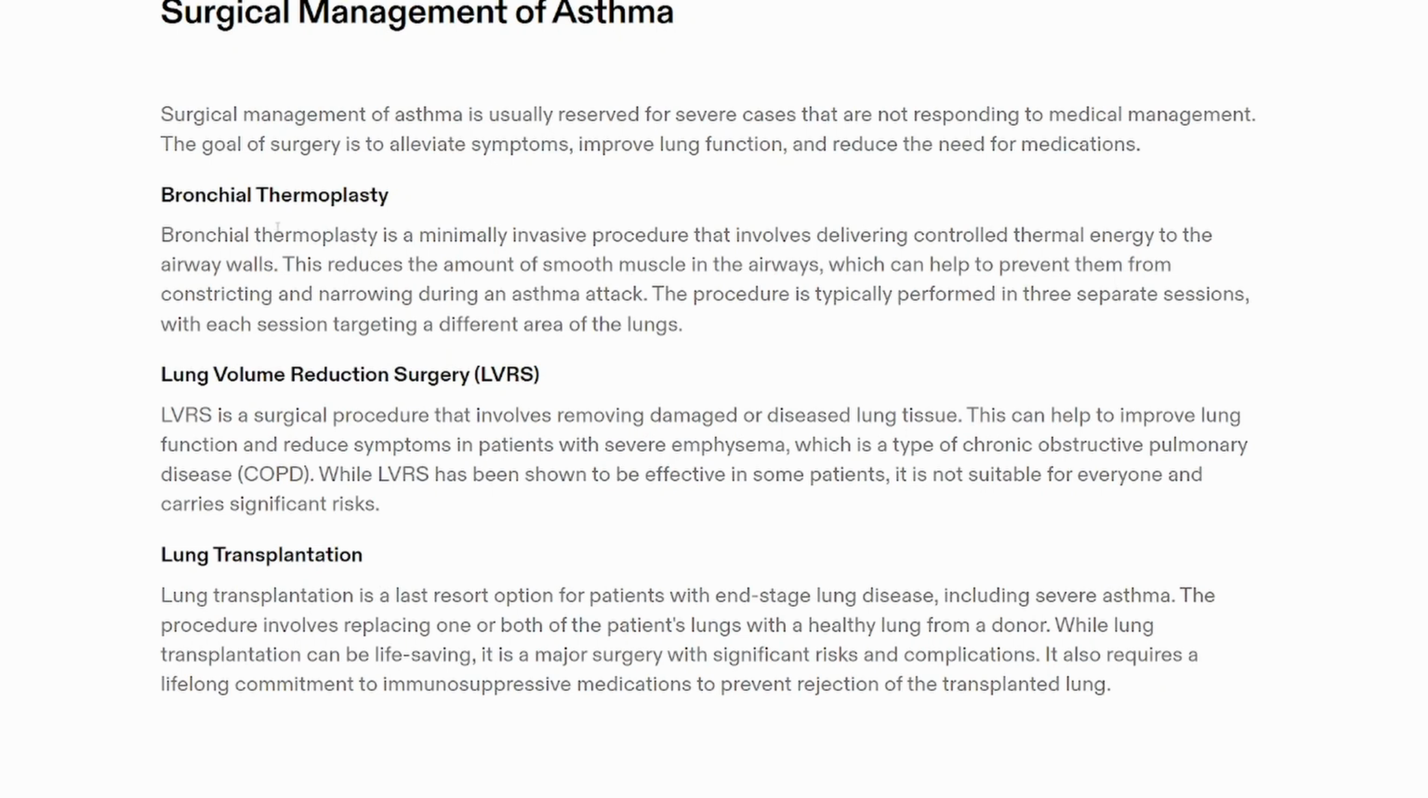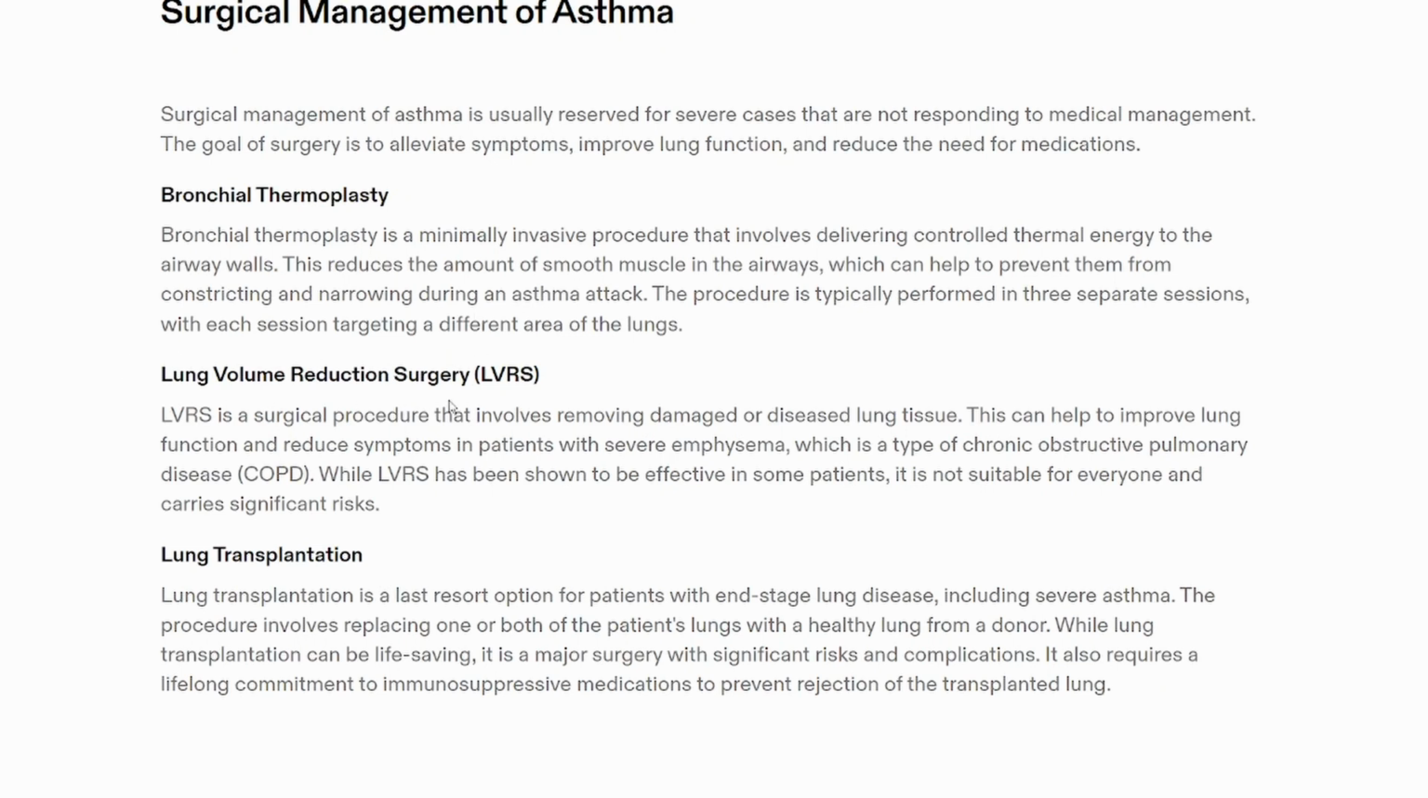Bronchial thermoplasty is a minimally invasive procedure. It's a small procedure that involves delivering controlled thermal energy to the airway walls. It helps to reduce the amount of smooth muscle in the airways. It prevents further constricting and narrowing during the asthmatic attack.